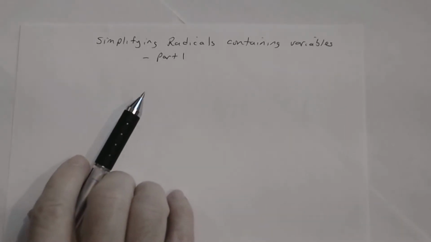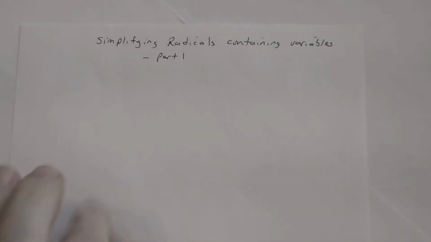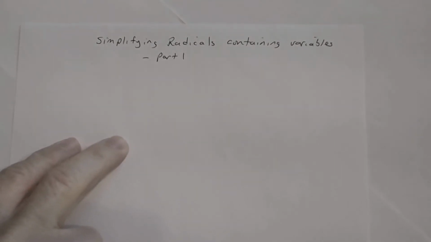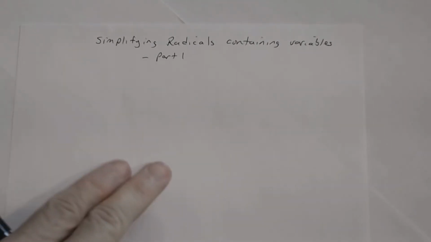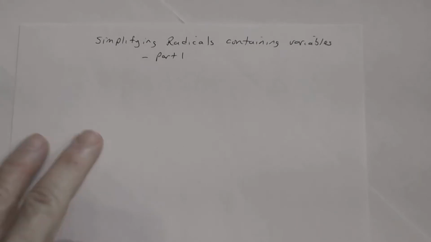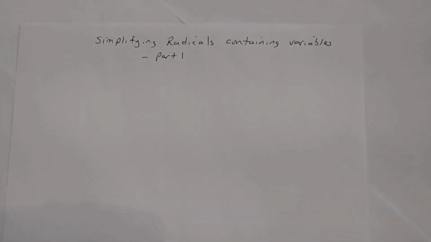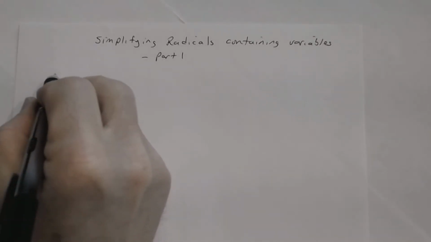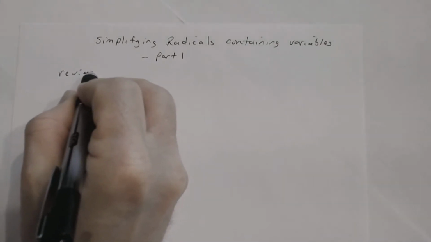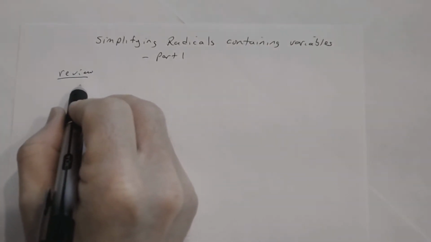Okay, so in this lesson, we're going to discuss simplifying radicals containing variables, and this will be part one. Part one is a little bit easier type of problems, and then we're going to look at part two in the next lesson. But this will be part one, and so again, we're going to look at simplifying radicals containing variables. Now, as a review, let's remind ourselves about something we've learned in a previous lesson.